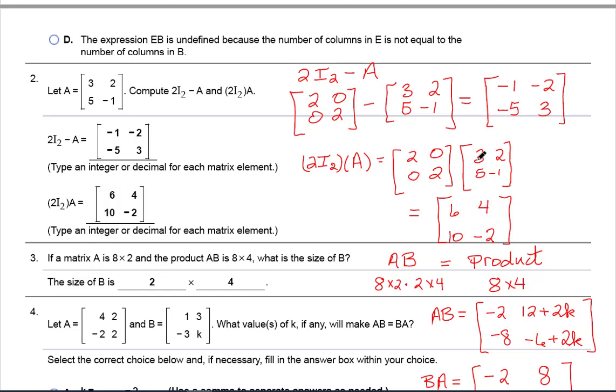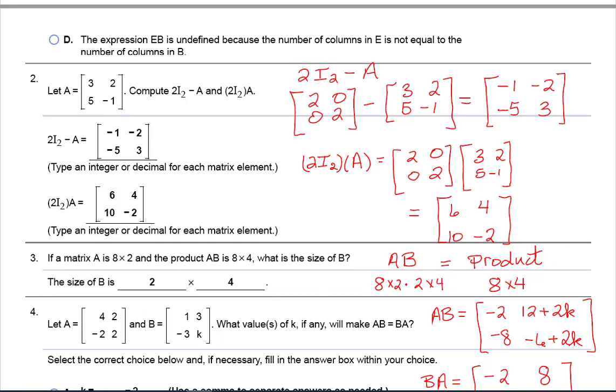So 2 times 3 is 6 plus 0. 2 times 2 plus 0 is 4. 0 times 3 is 0 plus 10. 0 times 2 is 0 plus a negative 2.